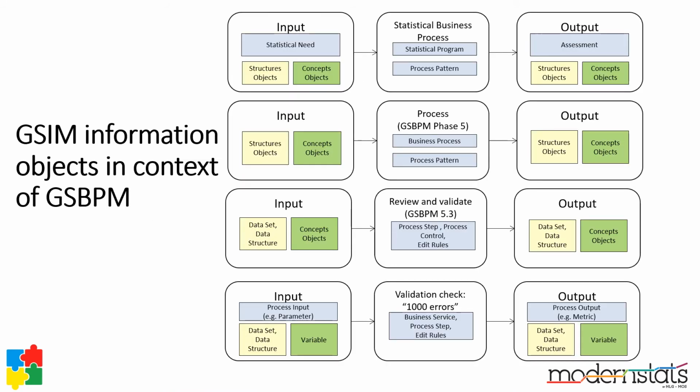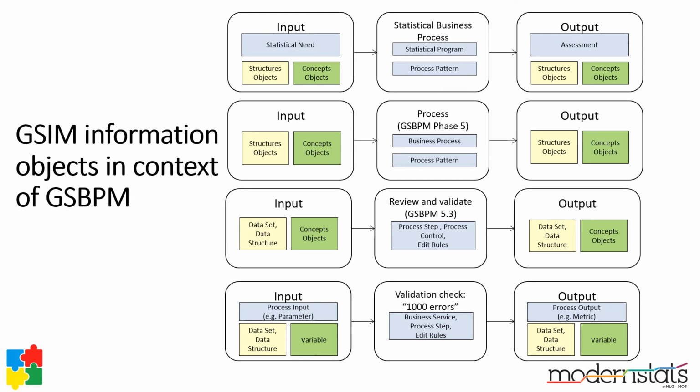So here we show GSIM information objects in the context of GSBPM. Looking at the GSIM information objects going in and out of your business process. And when we worked with GSIM version 1.0, we had a task force that looked at about 20 information objects and where they were used in GSBPM.